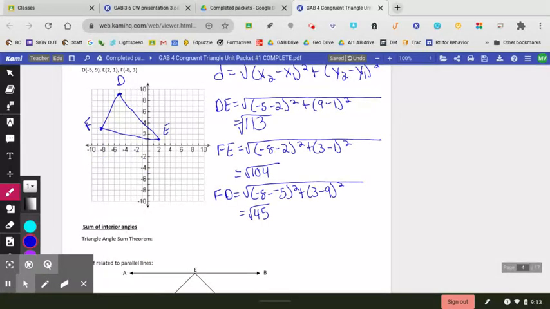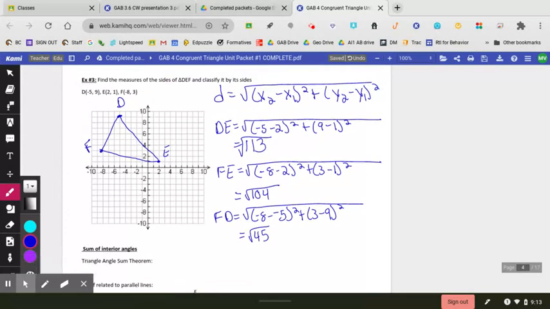I want you to pause and do that and come back. Okay, so you can see I left all my answers in radical form. I didn't even simplify them because I really just need to know if they're the same. So I found DE equals the square root of 113. FE is the square root of 104. FD is the square root of 45. Since those are all different, it is a scalene triangle.